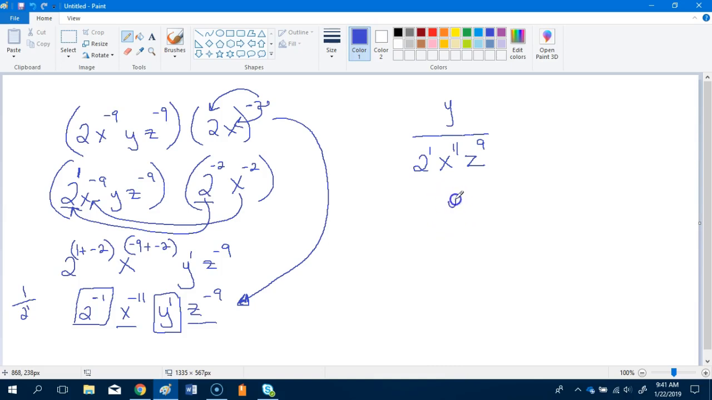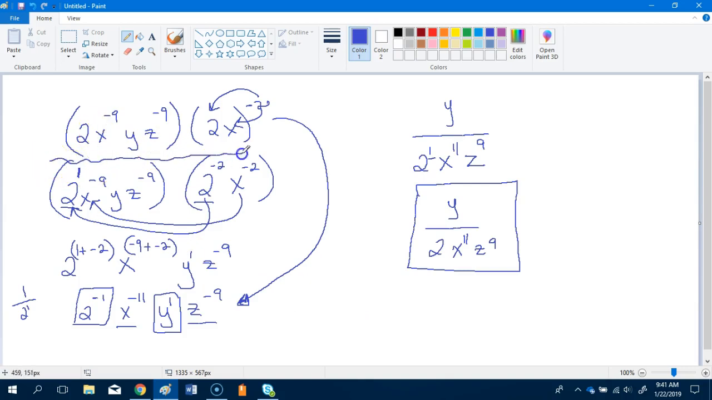And then lastly, I can simplify this even more by taking away that power of 1, x to the power of 11, and z to the power of 9. And there we go. That's the simplified answer to this complex problem with negative exponents.